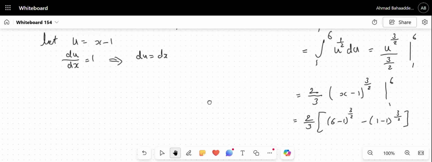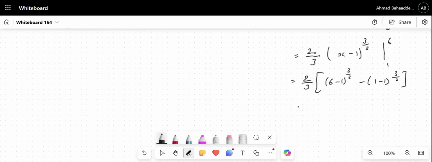So we are going to have only one value in here. I'm just going to go down to finish this integration. Hopefully the answer is going to be close to the trapezoid method we did. So 6 minus 1 is going to be 5, and that's going to be 5 to the power of 3 over 2. Now we need to find the value of 5 to the power of 3 over 2, if I use a calculator.